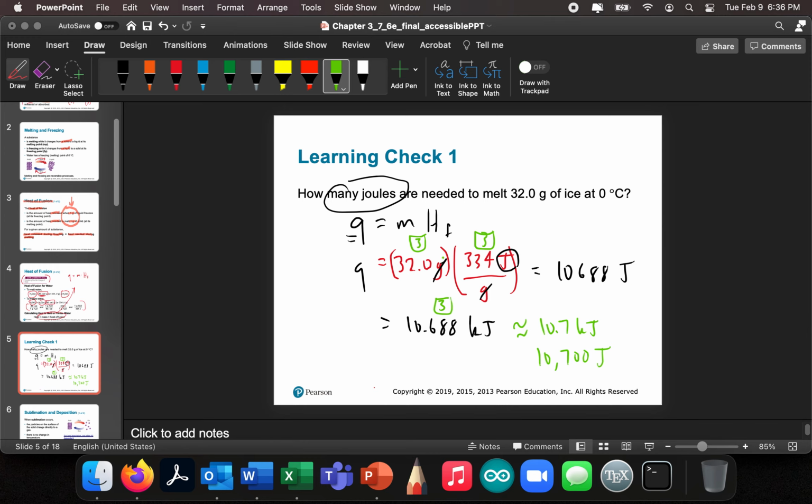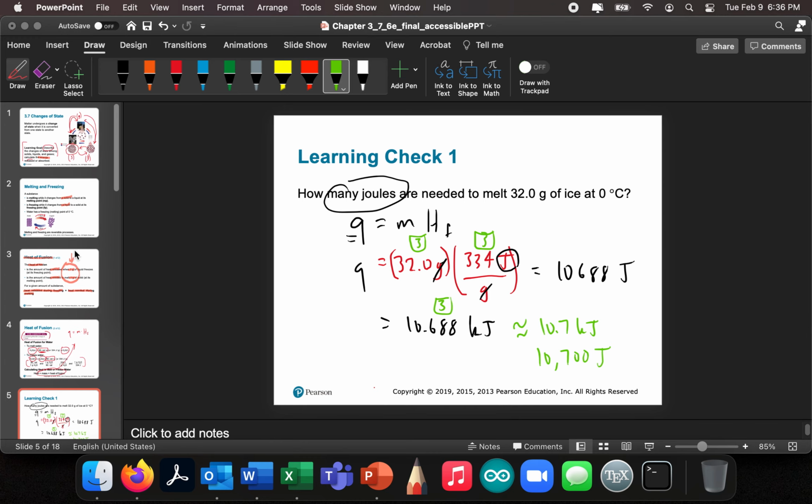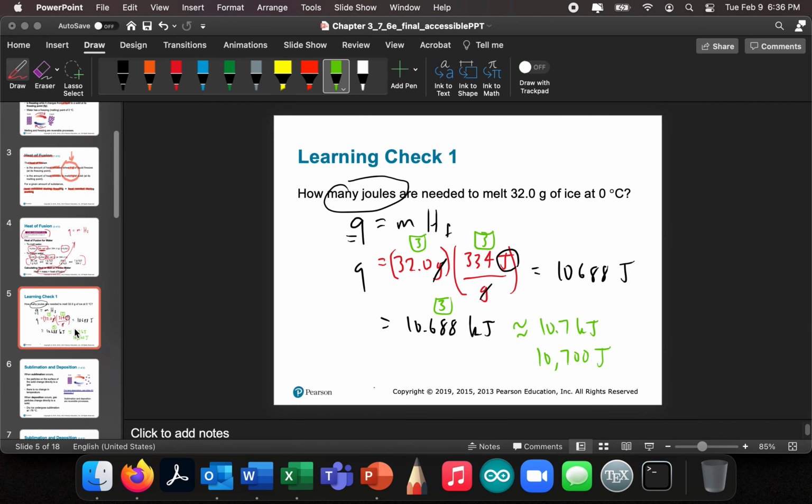All right, so that's an introduction to heat of fusion, or to the changes of state. We just talked about one change of state, and that is melting and freezing, and how to calculate with heat of fusion. Come back for the next video for more changes of state and more calculations.